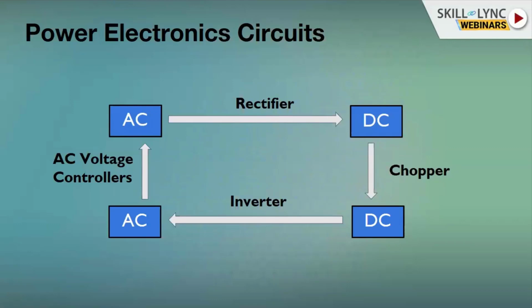So whatever the available power is AC, if you have to convert it into DC for specific applications, then we go in for the power electronic circuit called a rectifier. Now, this DC would be a fixed DC. Whatever we get from AC to DC converters, the rectifier output would be a fixed DC.